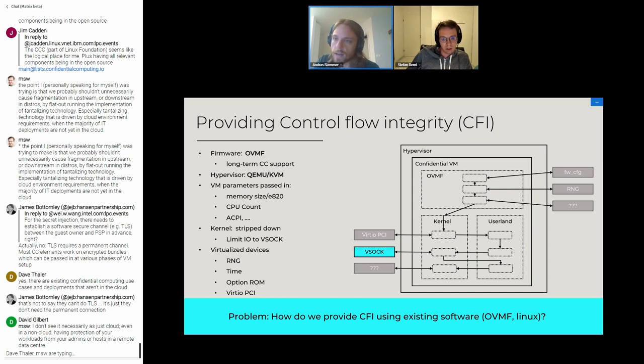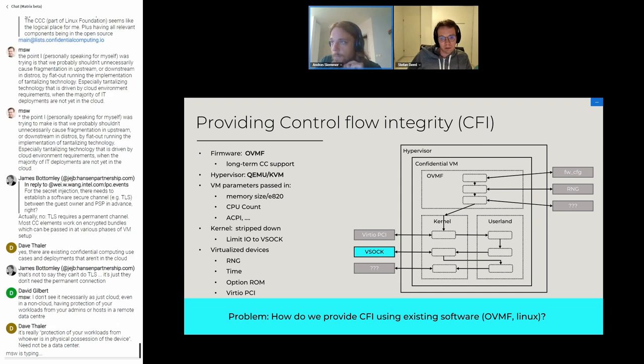So we added in Grub, and we added a way to assert the measurement of the loaded EFI image. We used a unified kernel image as the EFI image, which contains the initramfs, the kernel, and the command line. And then in the Grub configuration, you can assert the hash of what you're loading.